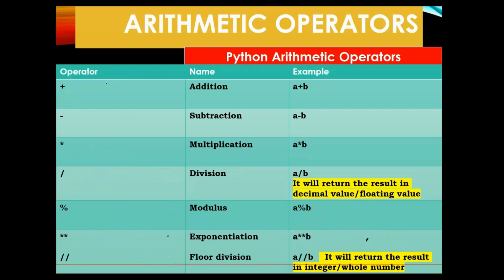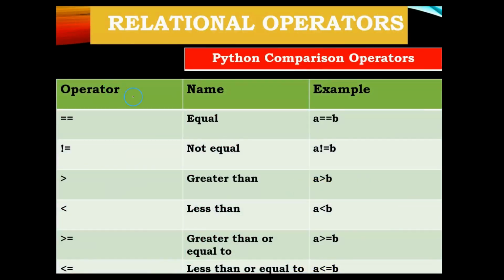Okay, so let us move on to the next slide, which is your Python comparison operators, and it is coming under the relational operators. The comparison is nothing but comparing two values. We give two values and compare them. The comparison operators will give you the answer as either true or false. The first one is equals to, it checks whether A double equals to B or not.